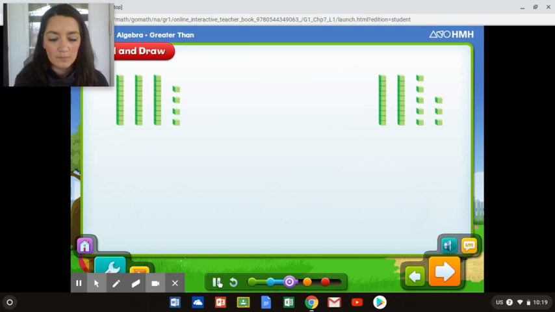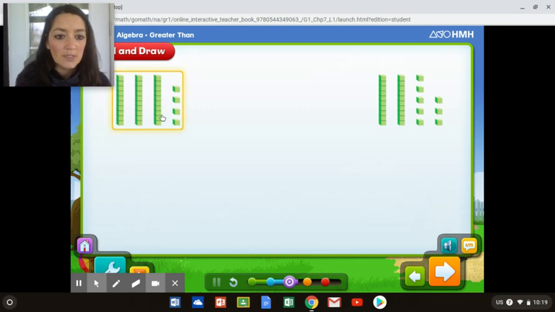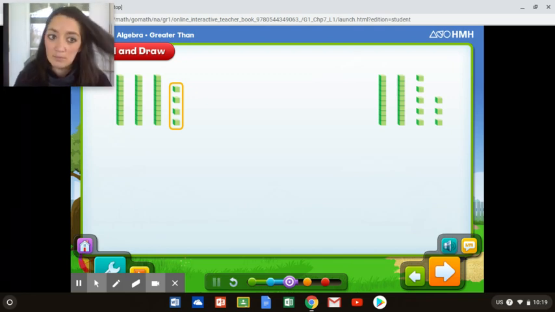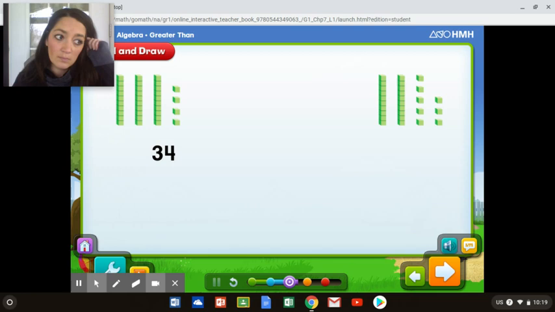Let's use models to compare numbers. What number does this model show? Okay, so let's look at this. We have 3 10s and 4 1s. So when we have 3 10s, it's how many? 30. And we have plus 4 1s. That gives us 34. This model has 3 tens and 4 ones. So it shows 34.